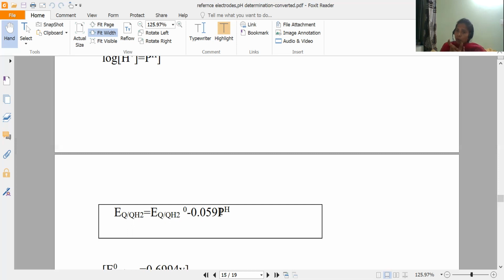What is electromotive force? Electromotive force is nothing but the potential difference between the two electrodes, that is E cathode minus E anode. Already we know one electrode potential, that is the reference electrode potential value, and the EMF is also displayed on the potentiometer. Then we can find the pH of the unknown electrode.